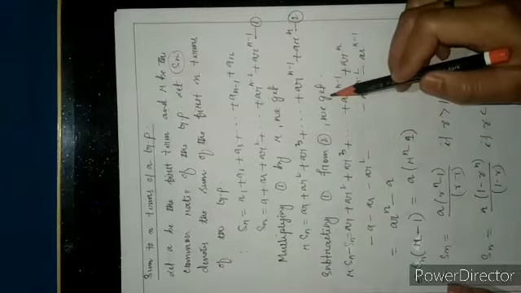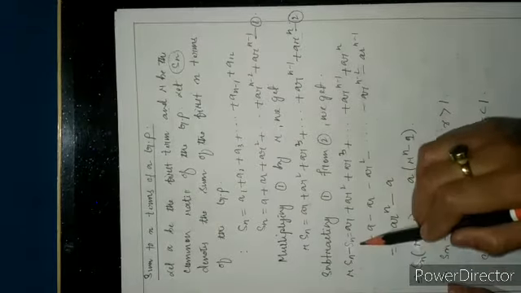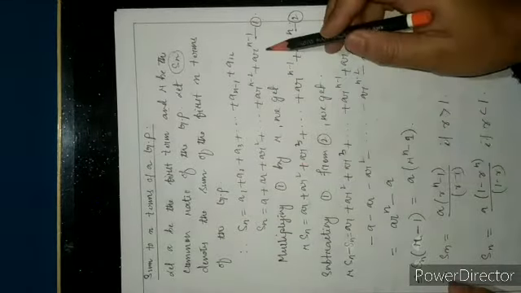Now subtracting equation number 1 from equation number 2, we get r Sn minus Sn equal to: first write the right hand side of equation number 2, ar square, ar cube, ar to the power n minus 1 plus ar to the power n. Then write the left hand side of equation number 1 multiplied by minus 1: minus a, minus ar, minus ar square, minus ar to the power n minus 1.